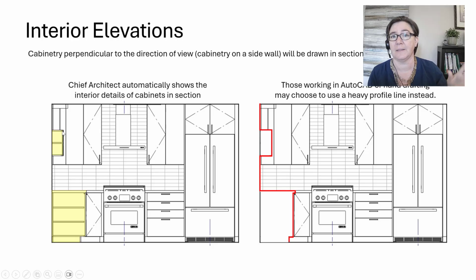All right, I've just put a little yellow highlight on there so you can tell what I'm talking about. Those working in AutoCAD or hand drafting, you can choose to use a heavy profile line. This would be a very heavy line that would just indicate those items in section. This is also acceptable.